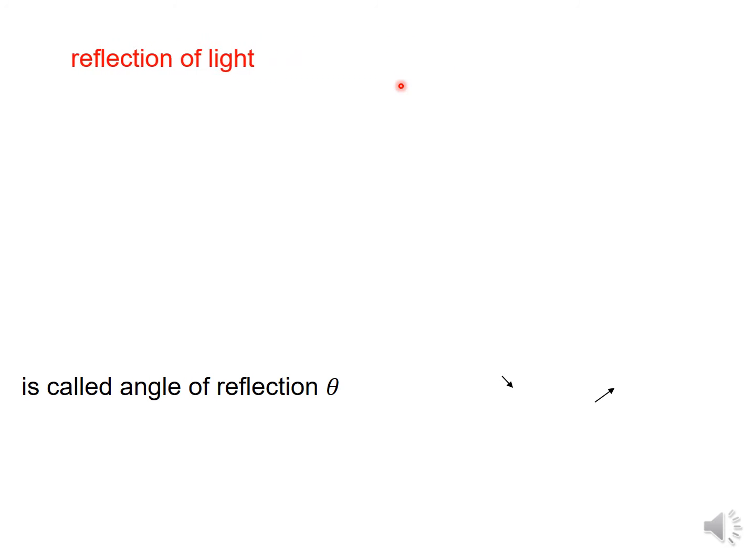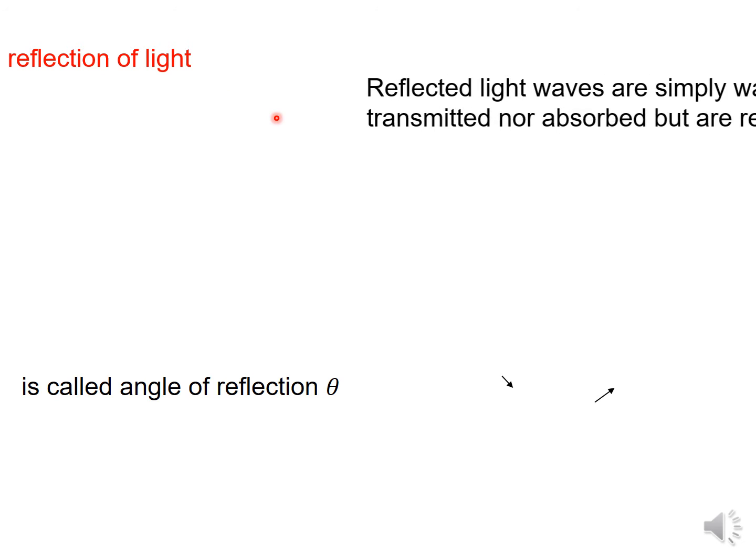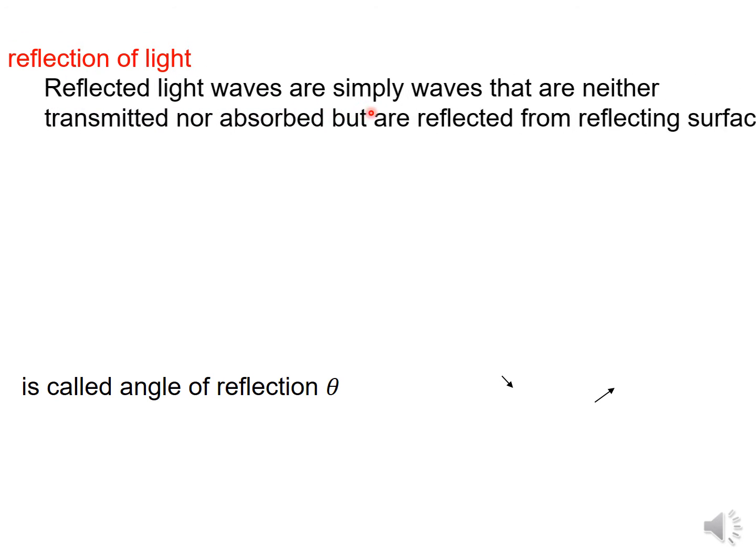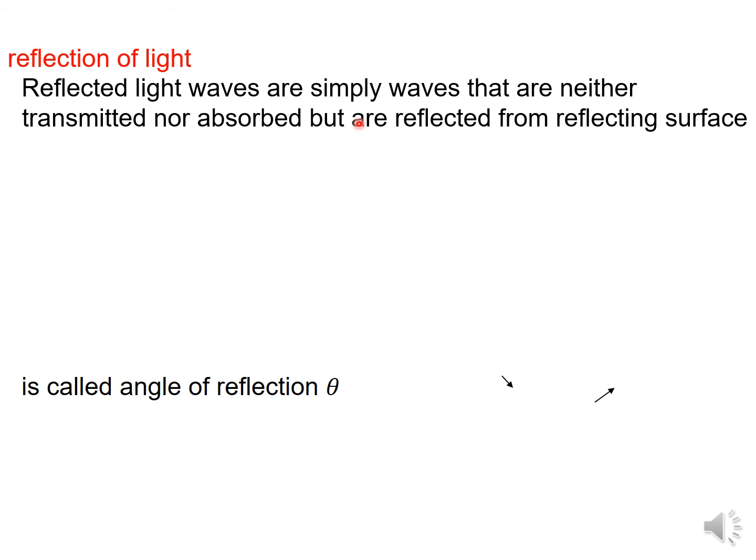Reflection of light. Reflected light waves are simply waves that are neither transmitted nor absorbed but are reflected from reflecting surface. يبقى if light falls on a reflecting surface, it will be reflected.